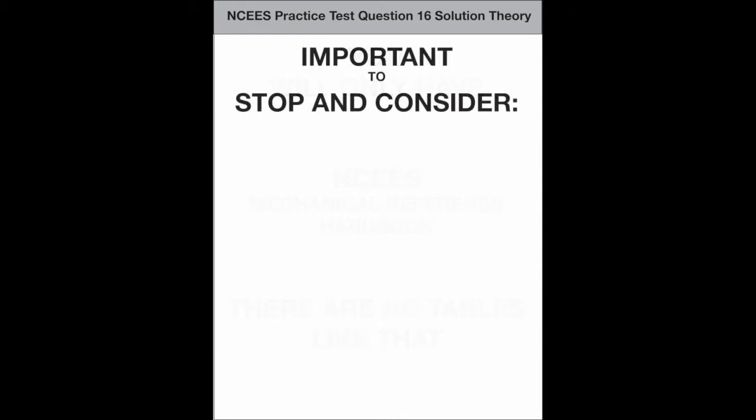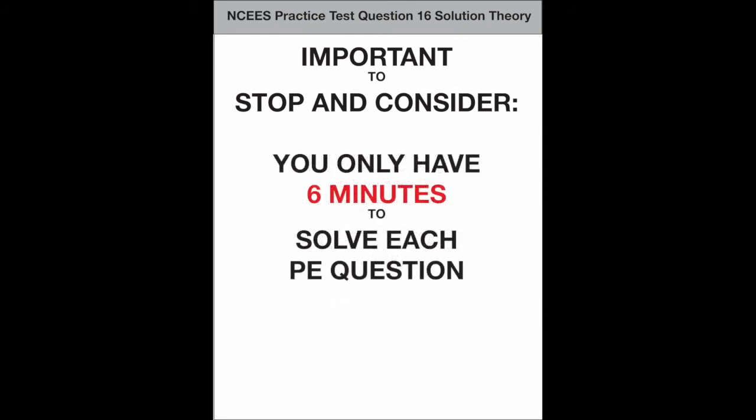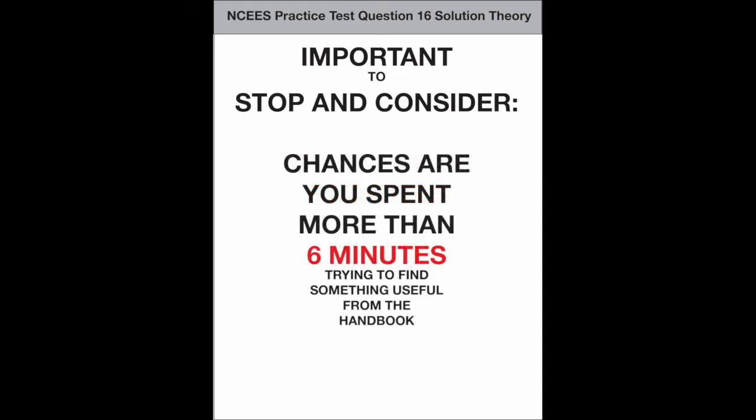Here's an important place to stop and consider. How long did you spend, or would you have spent, trying to find helpful table data in the reference handbook? You only have an average of 6 minutes to solve each of the questions on the PE. Chances are, if you've already attempted this question, you spent more than 6 minutes just trying to find something helpful out of the handbook.